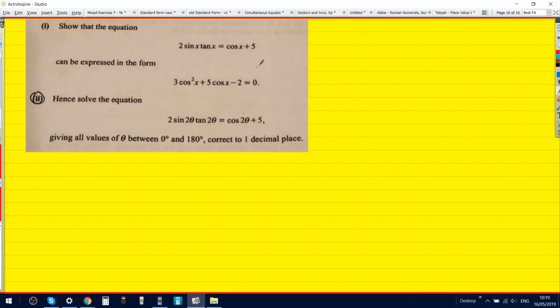No. So how could you write tan x in terms of cos? Something to do with cos. Is it cos over sin? Other way around. Sin over cos. So 2 sin x tan x becomes 2 sin x times sin x over cos x.